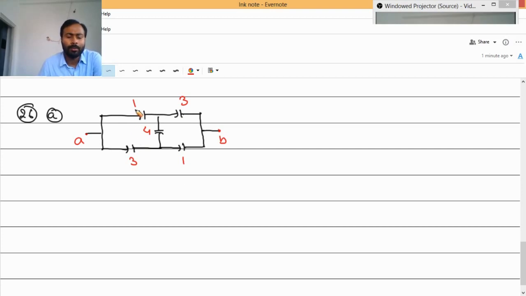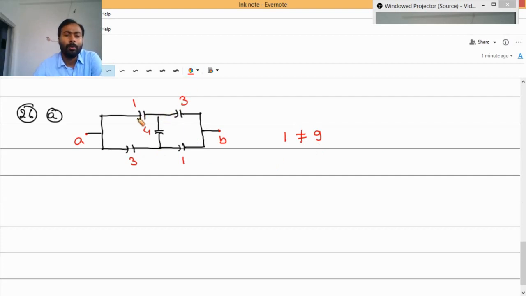In order to decide whether the bridge is balanced or not, we will just take the product of these two terms. So 1 into 1 is equal to 1 only, and we will multiply these two terms, so 3 into 3, that is 9. So what we can say here is 1 is not equal to 9, so this bridge is not balanced.